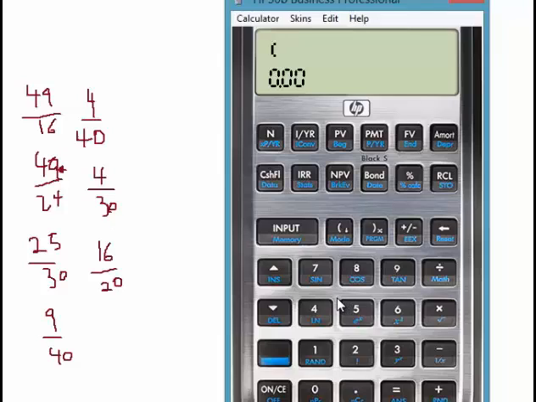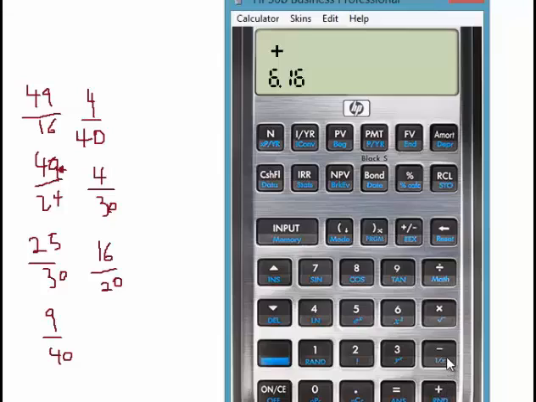So I'm going to open parentheses and say 49 divided by 16, close the parentheses, that's the first one, plus, and again, open the parentheses, 49 divided by 24, close the parentheses, that's the second term. Okay, third one, open parentheses, 25 divided by 30, close the parentheses. Then add the fourth one, which was 9 divided by 40, open parentheses, 9 divided by 40, close the parentheses.